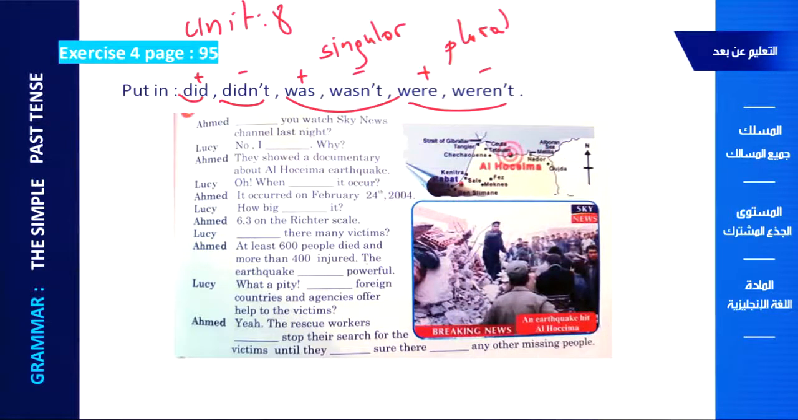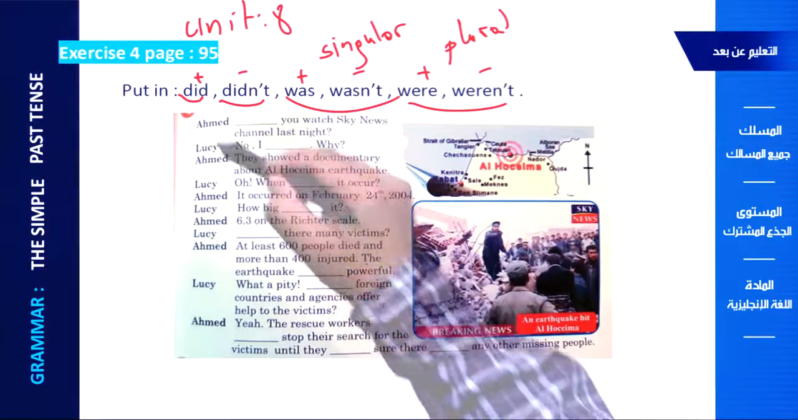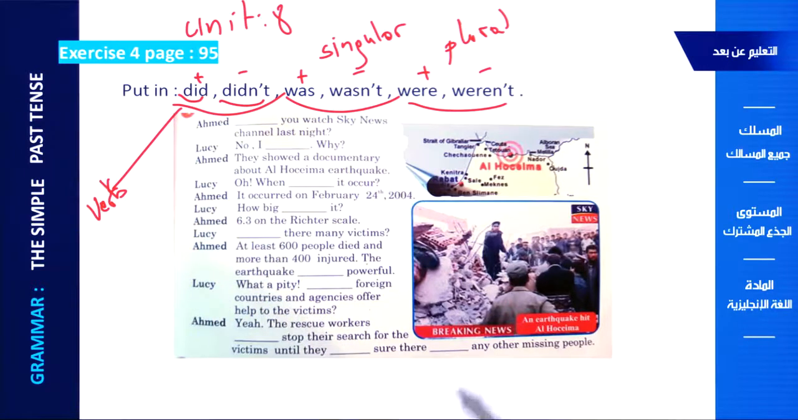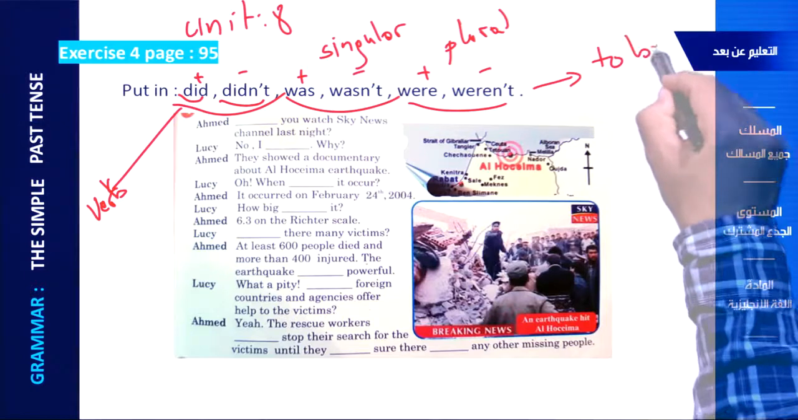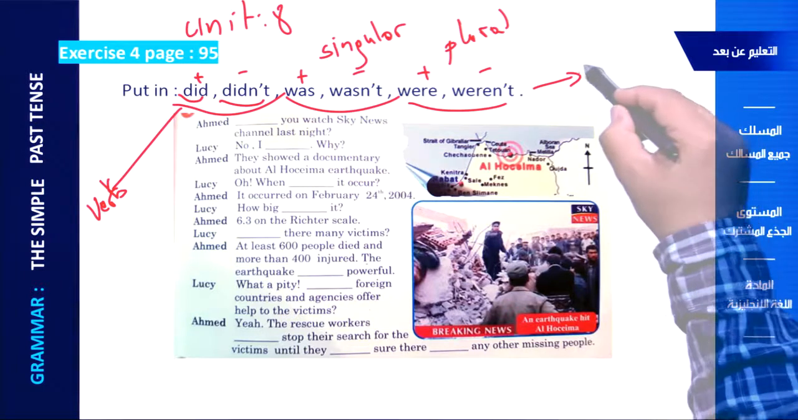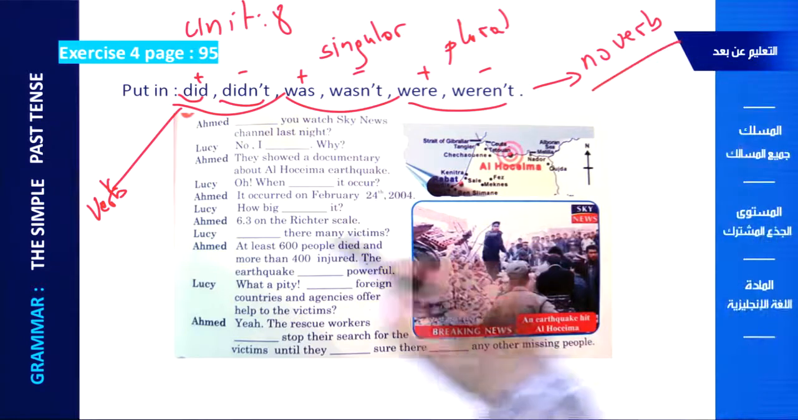So what do we have here? We have an exercise: a conversation between two people, Ahmed and Lucy. We have to fill in the blanks with did, didn't, was, wasn't, were, weren't. As I told you, when we have a verb in the sentence or in the question, we use did or didn't. But when we don't have a verb, we use to be, which is was and were, wasn't or weren't. Here we have a verb and here we don't have a verb. I think this conversation is about an earthquake which hit Husseima in 2004, between Ahmed and Lucy.